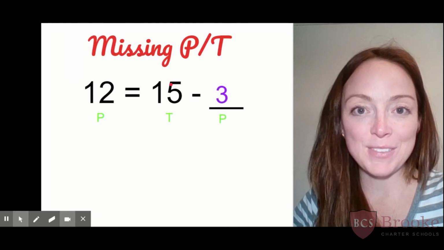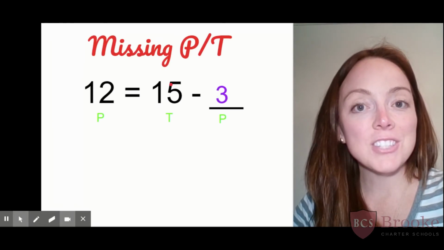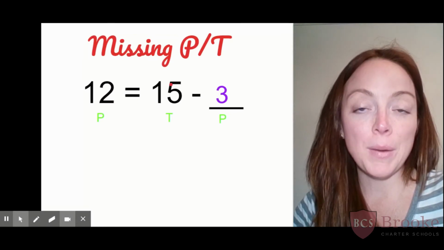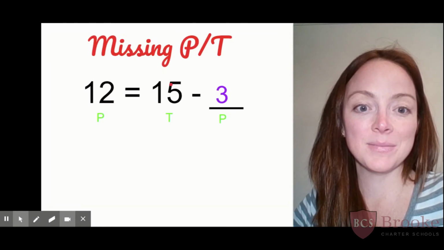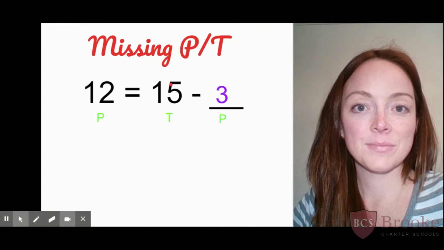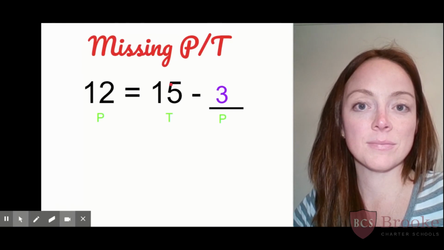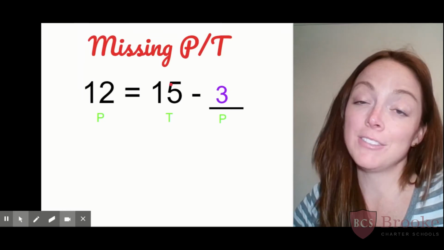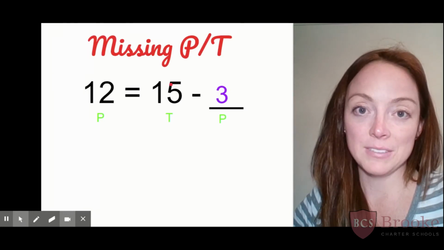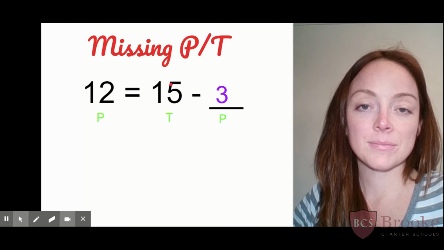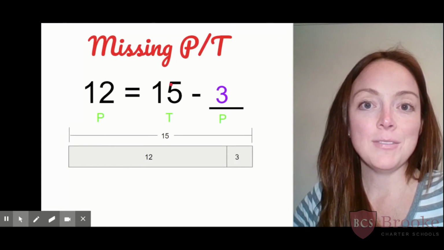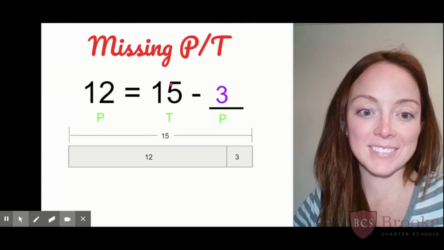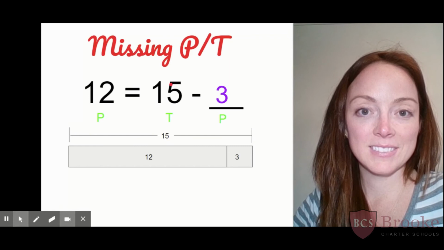Give yourself a pat on the back if you find that missing part. And just like the last one, now draw a bar model to represent this number sentence. Don't forget to make 12 and 3 pretty different in size because 12 is a lot bigger than 3. See if your bar model matches mine. Nice job.